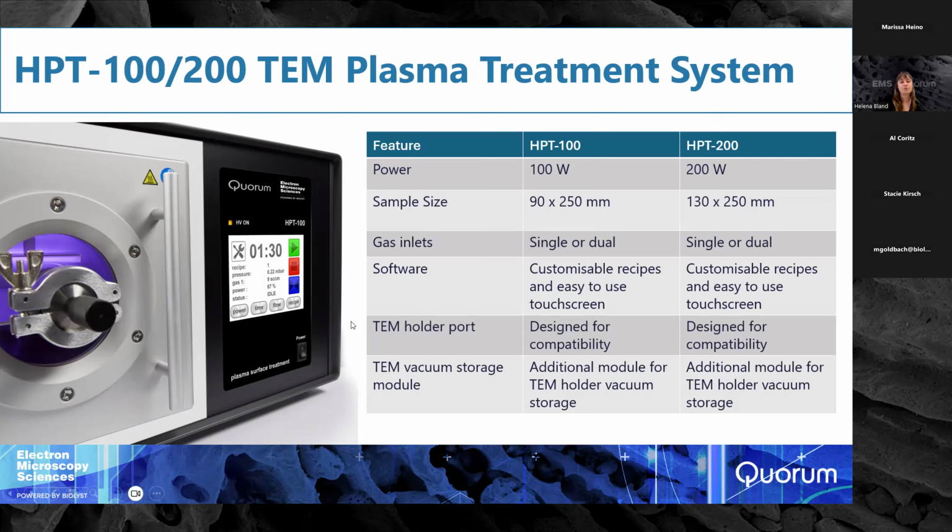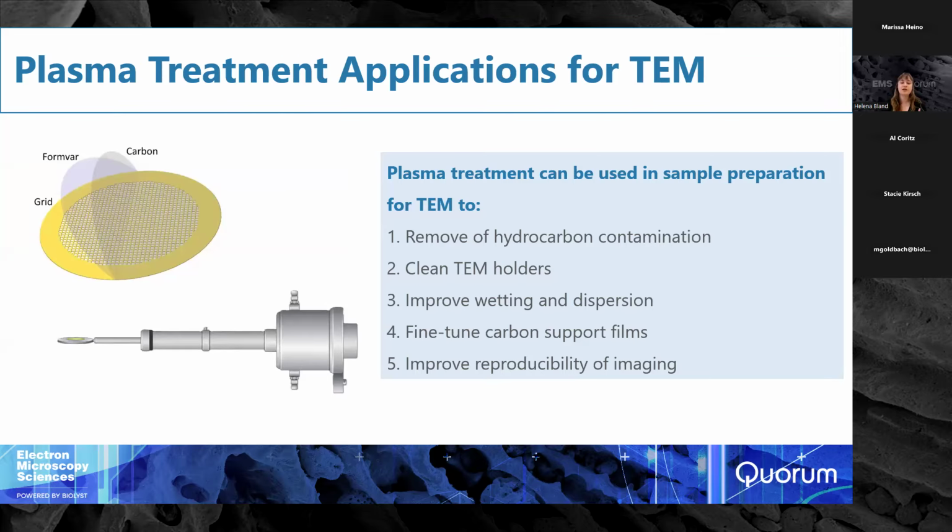In addition, we have an option for a vacuum storage module. This would be placed on top of the system, and it means that after you've cleaned your TEM holder, you can then keep it in the vacuum storage to keep it under vacuum and keep it clean. So those are the 4 systems that we have at EMS and Quorum.